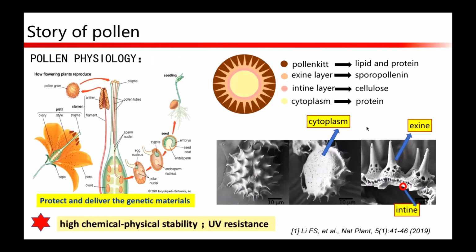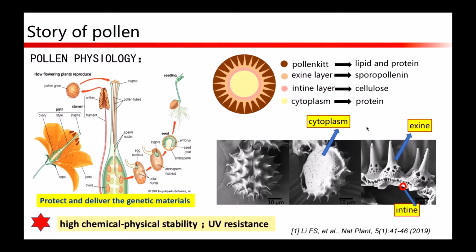Next, I will talk about the story of pollen. Pollen is the male reproductive organ of seed plants. Its function is to protect and deliver the genetic materials. It shows very high chemical and physical stability and UV resistance.